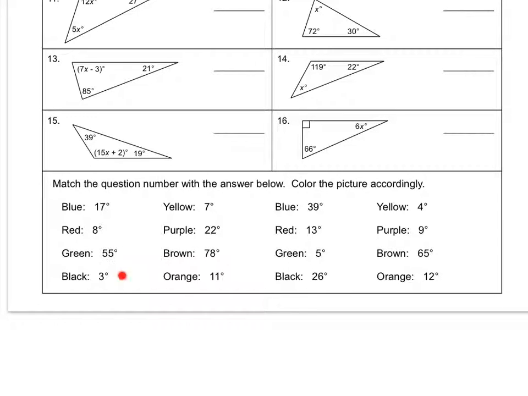Just a quick note, when you get to the very bottom, you should be checking as you go along to see if your answer is down here. Notice that there are a couple that are blue. So blue is going to be 17 degrees. Another blue is 39 degrees. So that's what you're looking for.